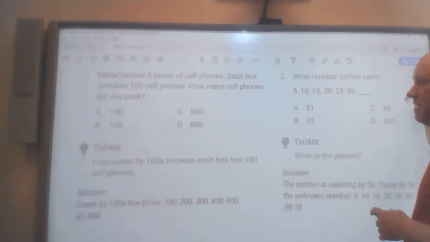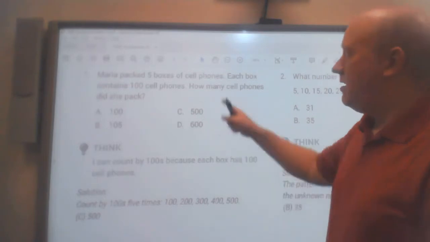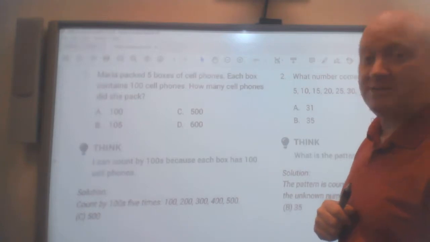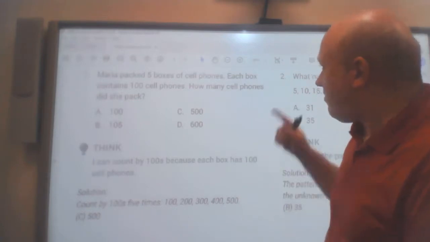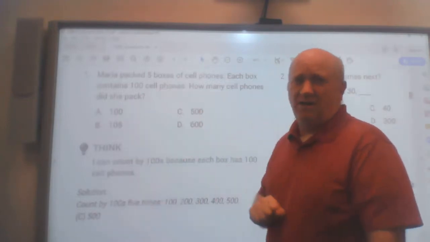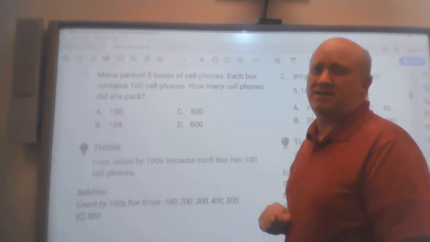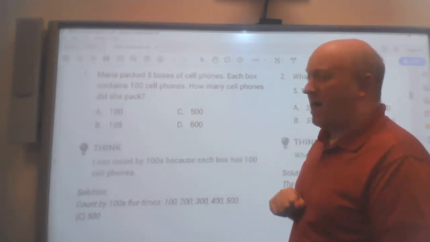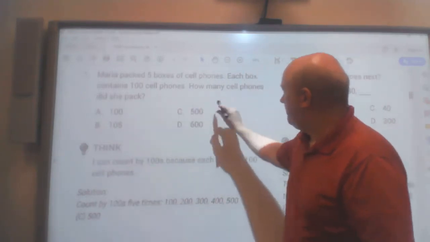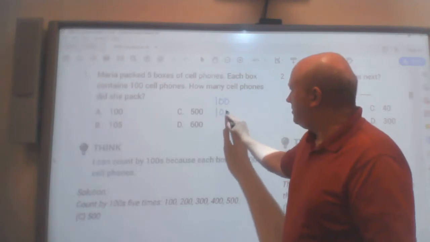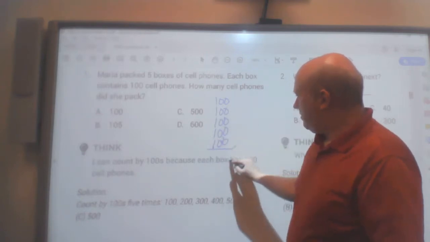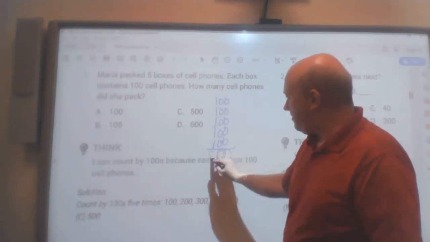Okay? Now, let's look at number 1. Maria packed 5 boxes of cell phones. Each box contains 100 cell phones. That's a lot of cell phones, y'all. How many cell phones did she pack? Well, if each box contains 100 cell phones and there's 5 boxes, how many cell phones did she pack in all? Well, there's 2 ways you can do it. You can do 100 5 times: 0, 0, and then 1, 2, 3, 4, 5.